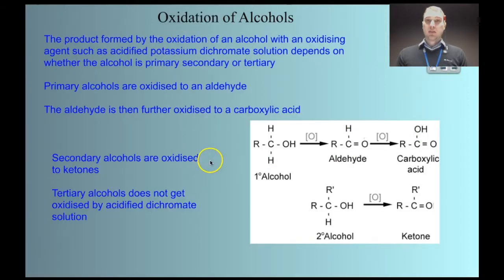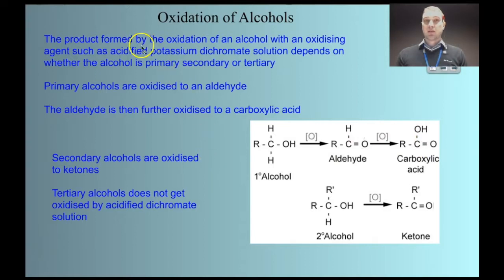So the product that you get when you oxidize an alcohol depends on whether it's primary or secondary. Tertiary alcohols don't oxidize. Primary alcohols, like we have here, oxidize to an aldehyde, and then that aldehyde further oxidizes to a carboxylic acid. Secondary alcohols oxidize to ketones. So the ketone group is the carbonyl group, but it's in the middle of a chain, whereas with an aldehyde, the carbonyl group is at the end of a chain. And then, like I said, that further oxidizes to a carboxylic acid.